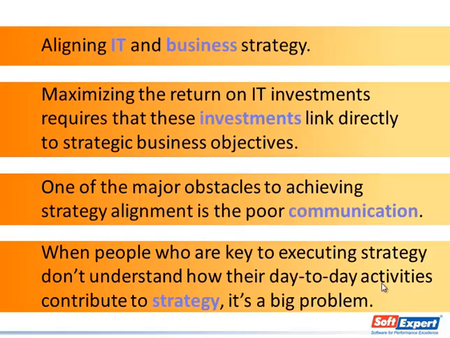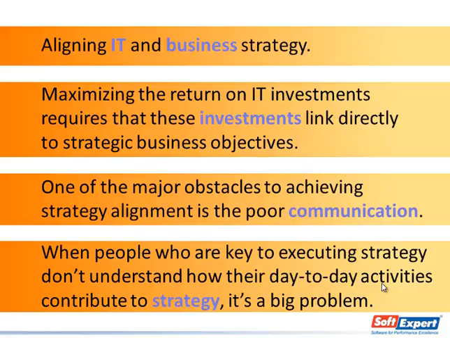Aligning IT and business strategy remains one of the top issues that business executives and CIOs wrestle with. Maximizing the return on IT investments requires that these investments link directly to strategic business objectives. One of the major obstacles to achieving strategy alignment is that many organizations do a poor job of communicating their strategy. When people who are key to executing strategy don't know what the strategy is or understand how their day-to-day activities contribute to strategy execution, it's highly likely overall enterprise performance is going to suffer.